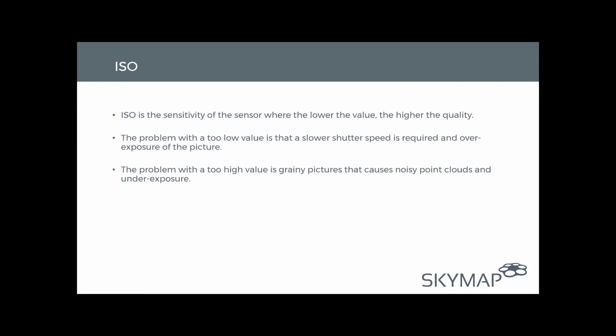The ISO is the sensitivity of the sensor, where the lower the value, the higher the quality of the picture. The problem with too low of a value is that a slower shutter speed is required, and this can lead to overexposure of the picture. The problem with too high of a value is that the pictures will become grainy, which can cause noisy point clouds and underexposure. So a good balance is often needed between shutter speed, ISO, and f-stop.